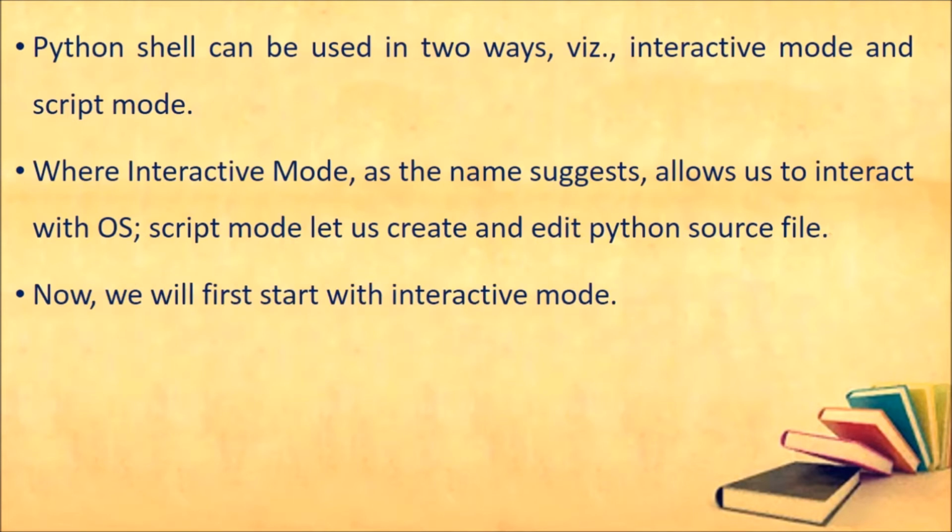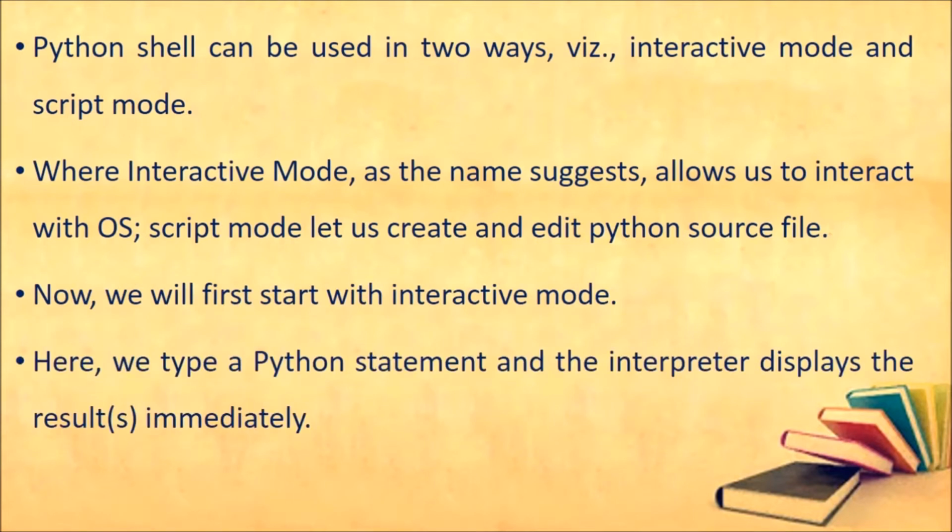So now first we'll start with interactive mode. Here we type a Python statement and the interpreter will display the results immediately. In the interactive mode of Python, the commands are executed line by line. When you type a command next to the Python prompt and press enter key, the interpreter will convert the command into machine language. After processing, the interpreter again converts the machine code into human readable form, that will be the output. So let's move further and understand this.